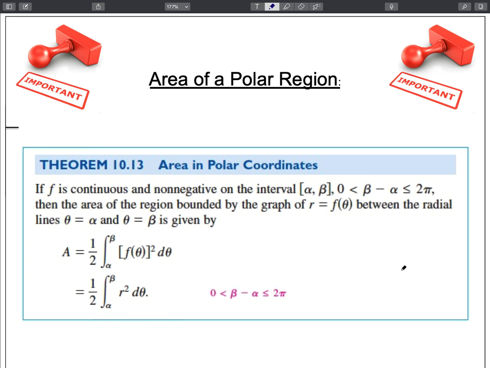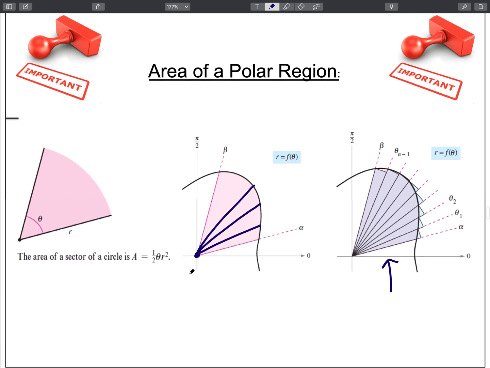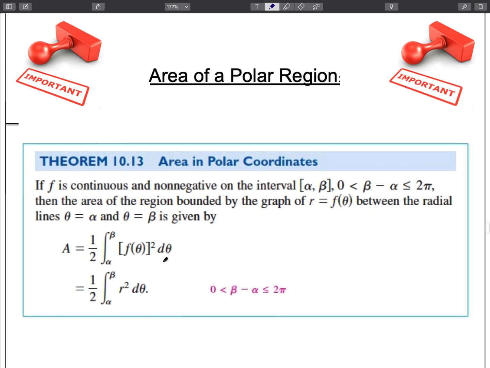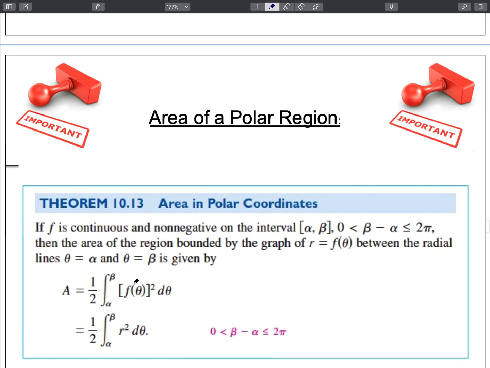It's just 1/2, and then using that little formula that we know from geometry, 1/2 theta times r squared. Here we have 1/2, and we have the function squared because that's what takes the place of r. When we get equations like r equals in polar, that's going to be the function in terms of theta. And wherever we start, alpha, and wherever we end, beta, will tell you when to start collecting and when to finish collecting.